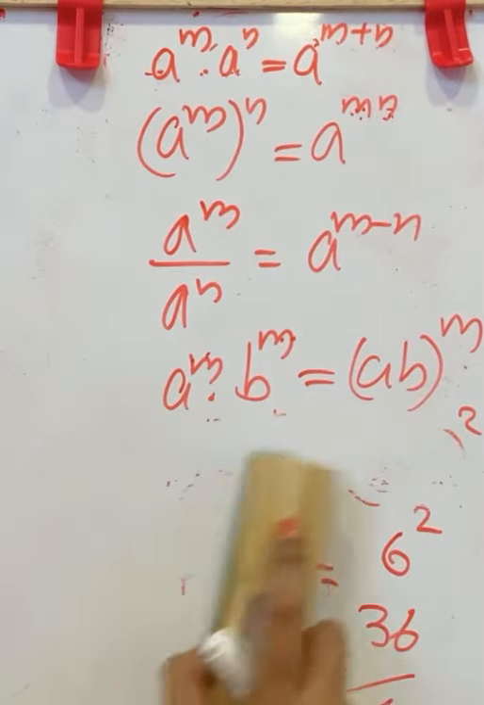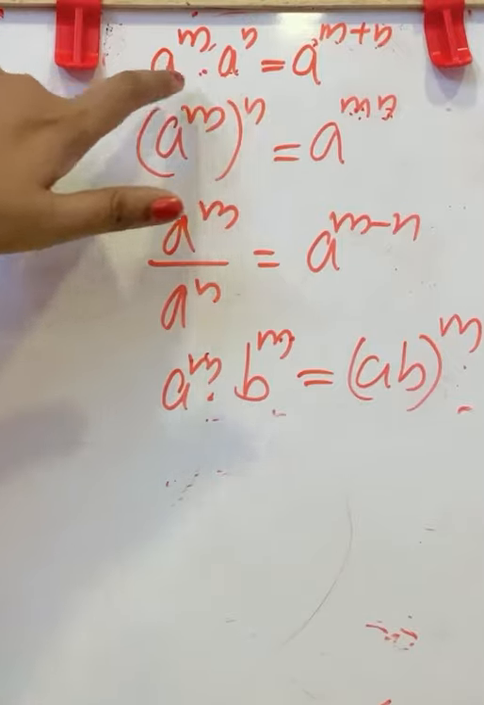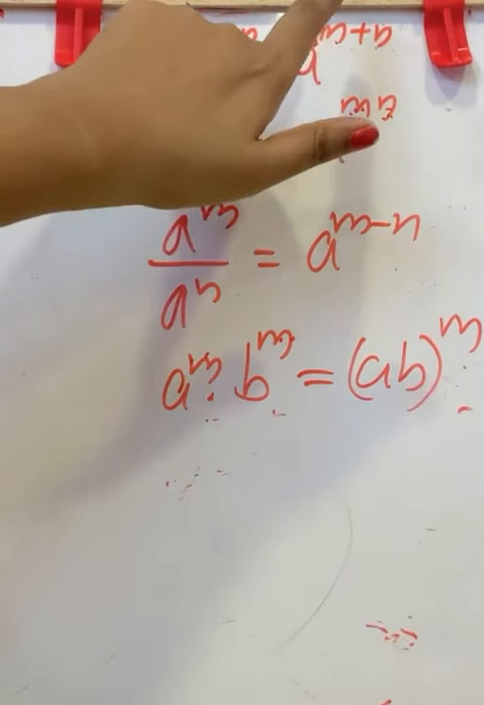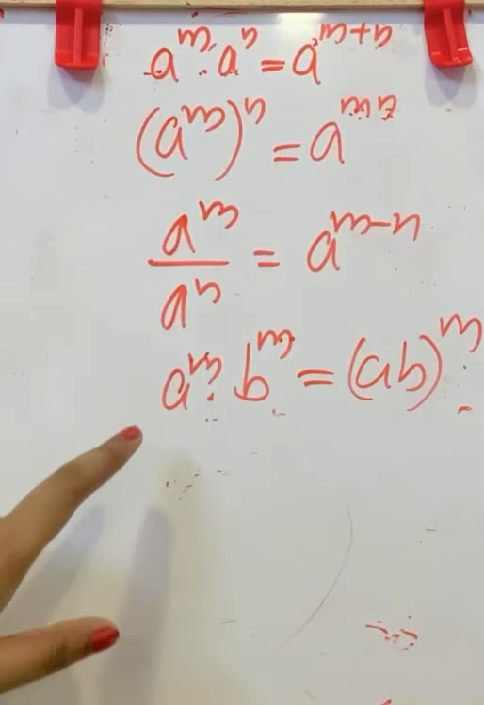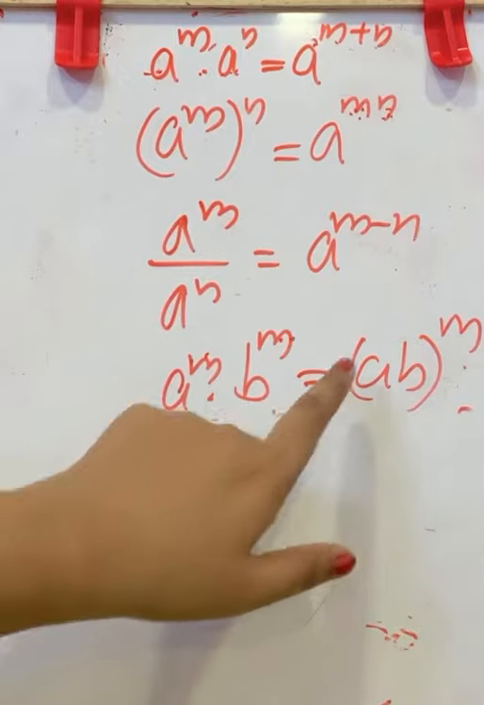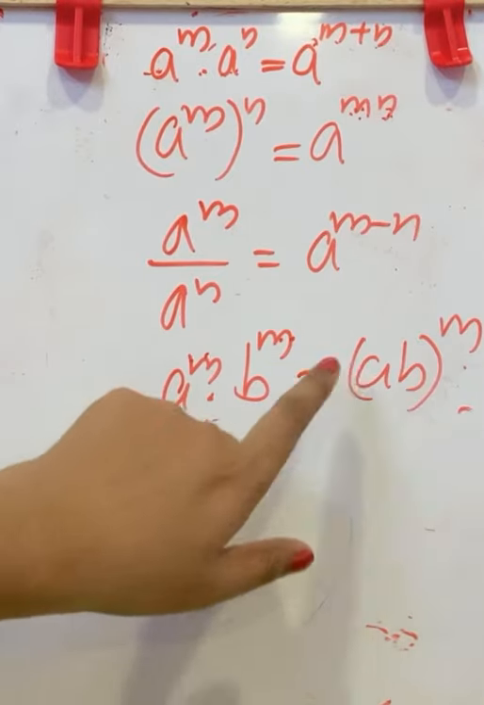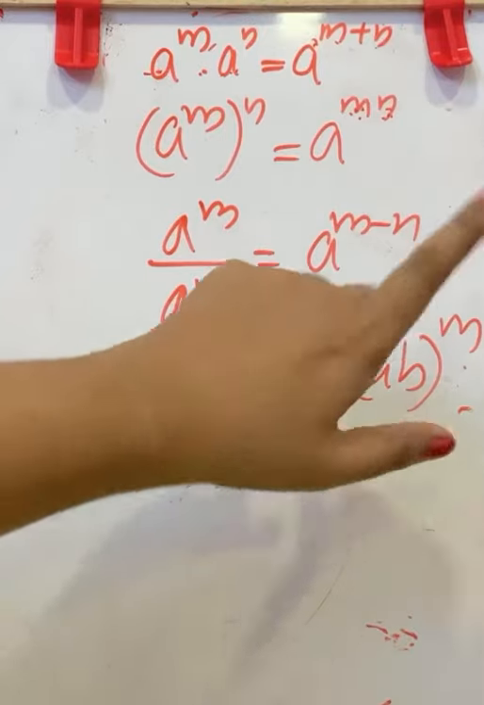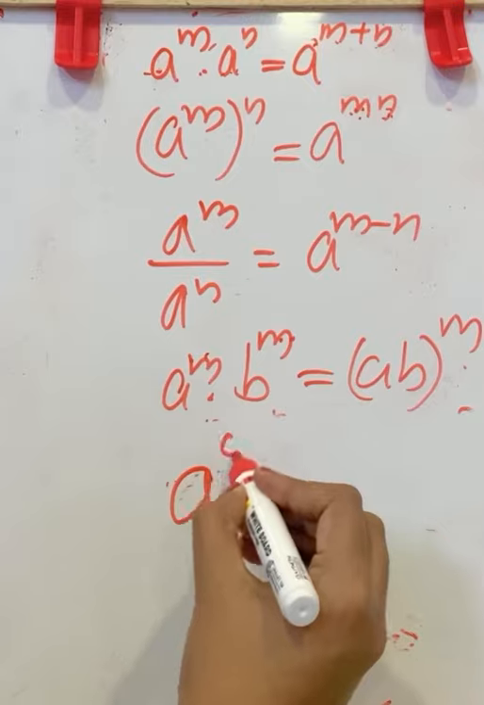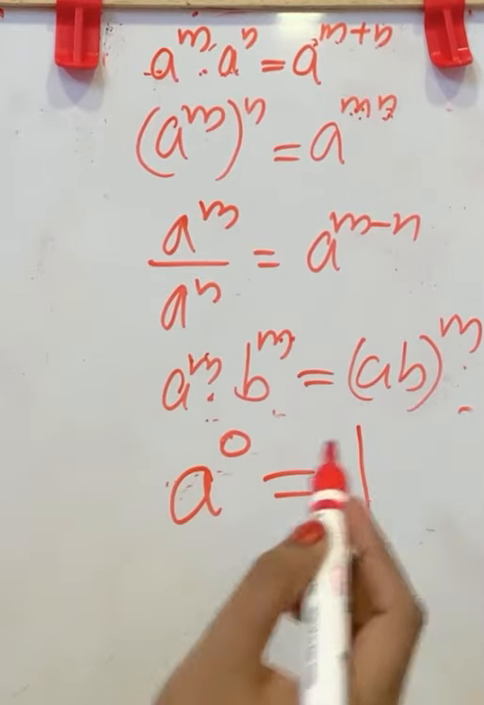A raised to m into a raised to n: here base numbers are the same and exponents are different, then it is base number raised to m plus n. Here base numbers are different but exponents are the same, so it is a into b, that is the product of the base numbers, raised to this common m. Now what about any number raised to 0? Any number or any fraction raised to 0 is 1.